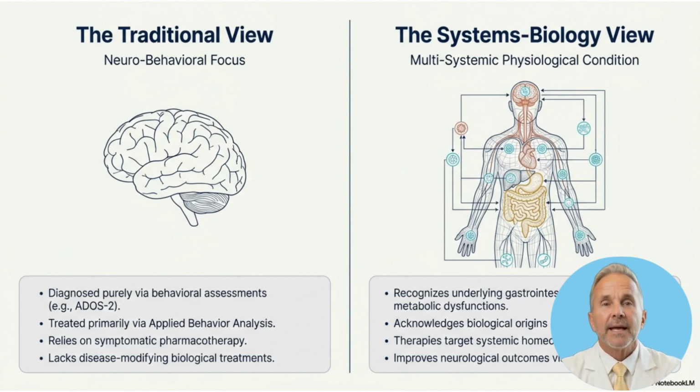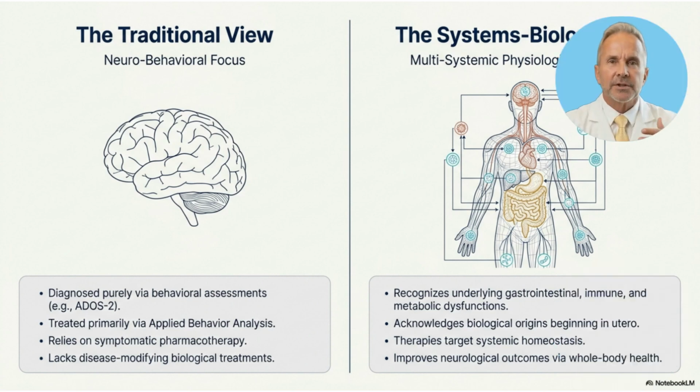The traditional view maintains a purely neurobehavioral focus. Under this model, autism is diagnosed purely via behavioral assessments, for example ADOS-2, treated primarily via applied behavior analysis, relies on symptomatic pharmacotherapy, and lacks disease-modifying biological treatments.